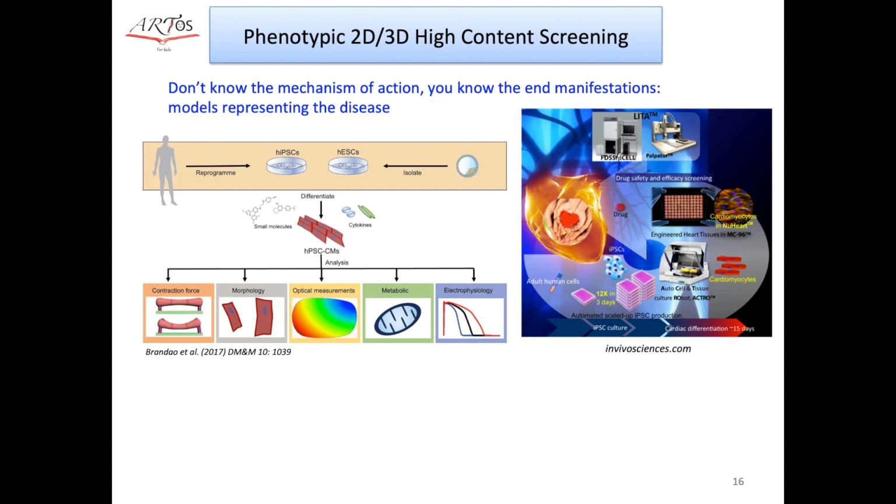A third type of discovery process is the phenotypic high-content screening. It is an efficient strategy when you don't know the mechanisms of action, but you know the end manifestation of the syndrome and have genetically modified models representing the disease. Let me explain briefly the technique.